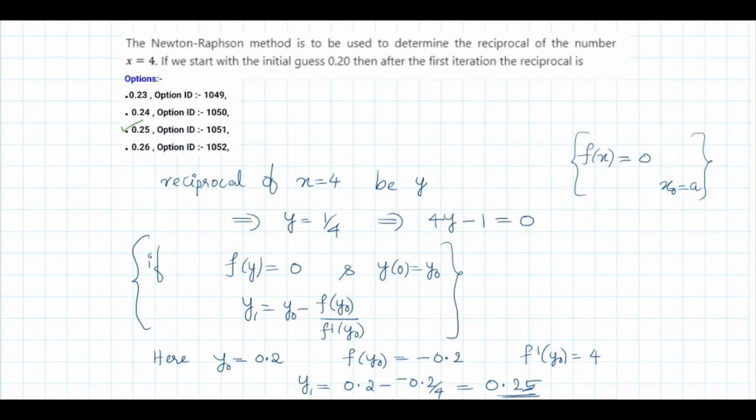Option C is the correct answer. And the interesting point is, after the first iteration itself, you will get the correct answer. The reciprocal of 4 is actually 0.25. This is the idea.